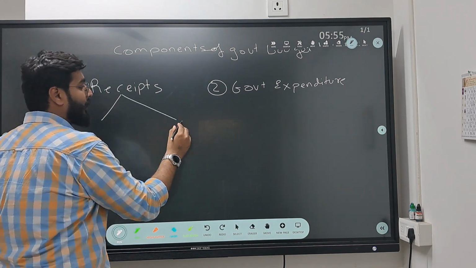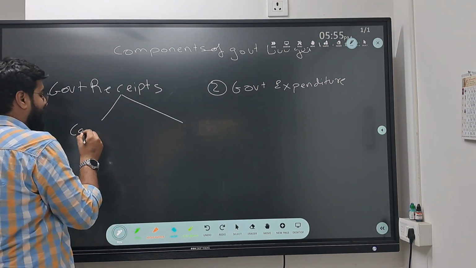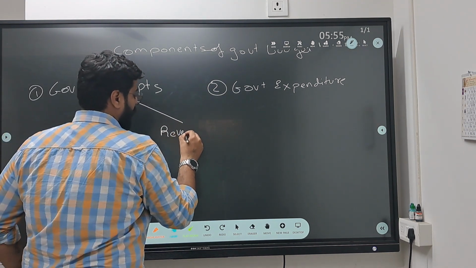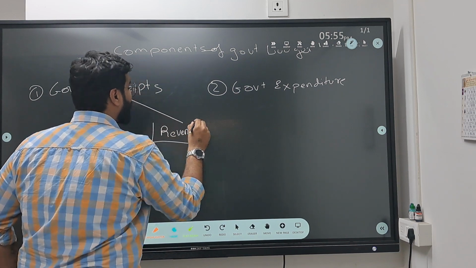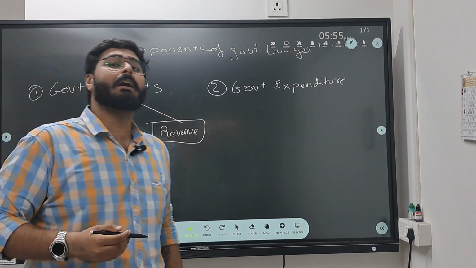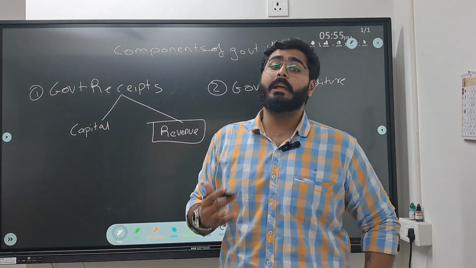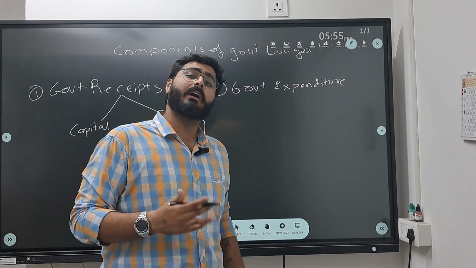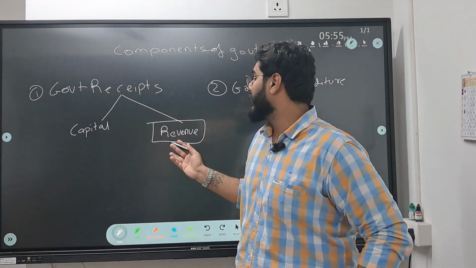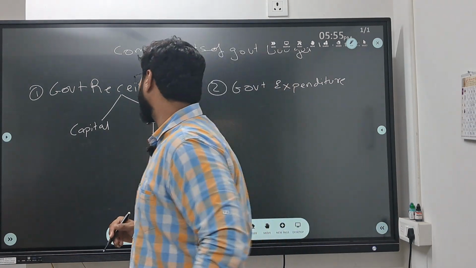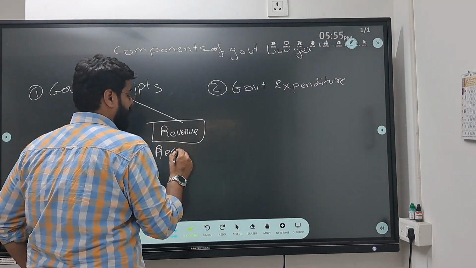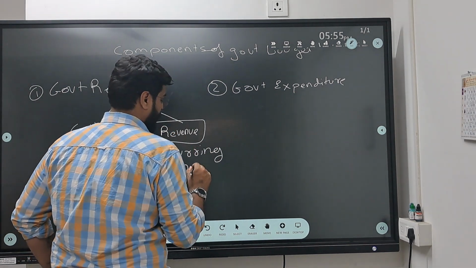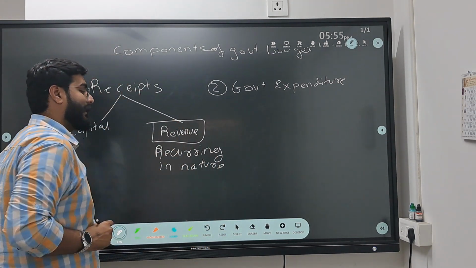Now, government receipts are of two types. One is capital and one is revenue. Revenue receipts are the receipts which are recurring in nature. These receipts government is receiving every year repeatedly again and again. So that's why it is called revenue receipts. That means it is recurring in nature.